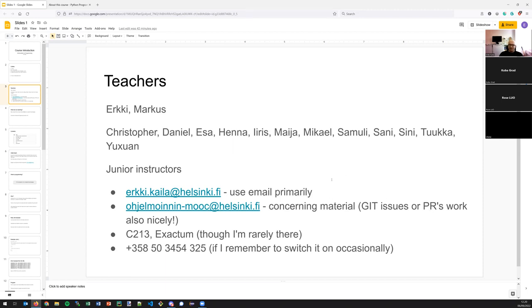If you don't know what those mean, then it doesn't really matter. Those will be discussed later in your programming career. I have an office in Exactum, it's C213, but I'm really rarely there.